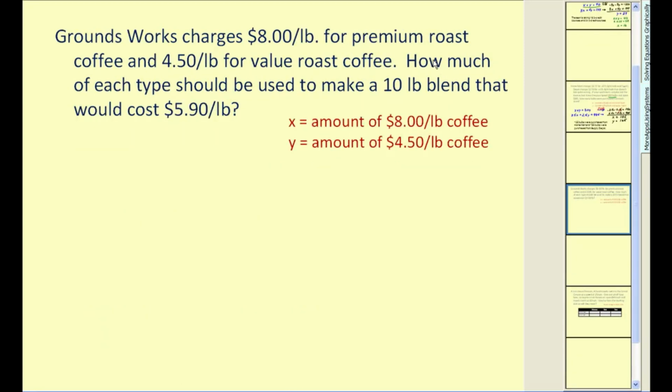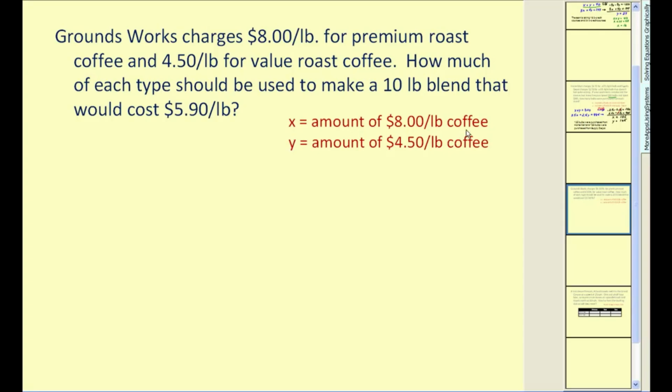Now let's take a look at a different type of problem. Groundworks charges $8 per pound for premium roast coffee and $4.50 for value roast coffee. How much of each type should be used to make a 10-pound blend that would cost $5.90 per pound? Again, this is important that we identify what our variables represent.